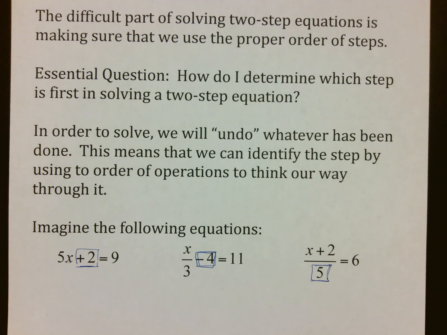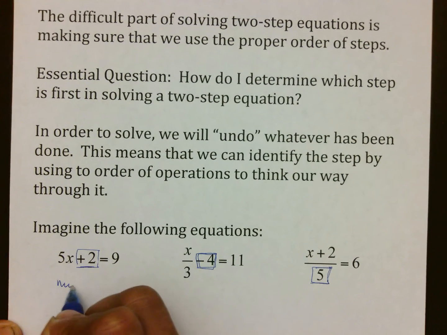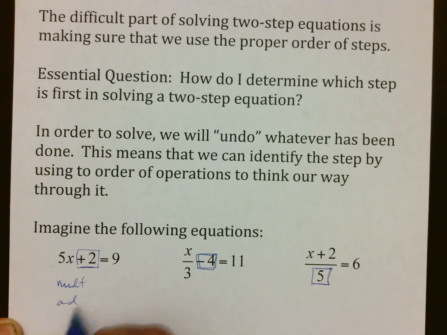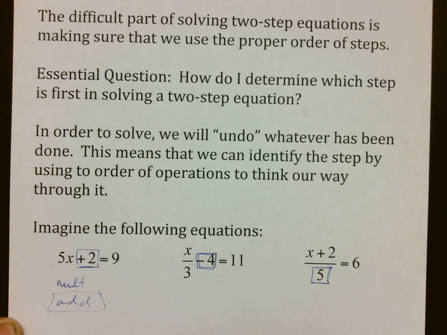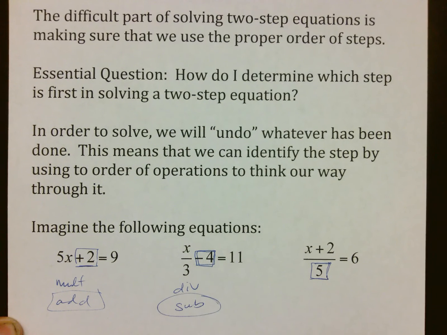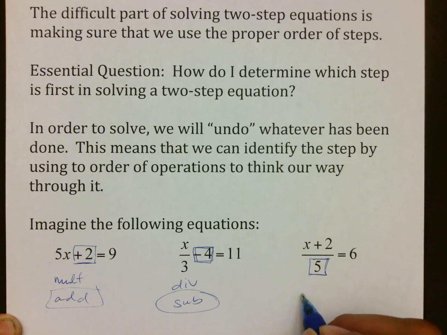Again, don't worry about that yet. We'll talk about that. But again, in terms of solving, if you have 2 steps, the step you choose is whatever the last step you would do if you were doing the order of operations. So if I was going to multiply, then add, then that is where I'm going to start. If I was going to divide, then subtract, then that is where I'm going to start. If I was going to add, then divide, then that is where I start.